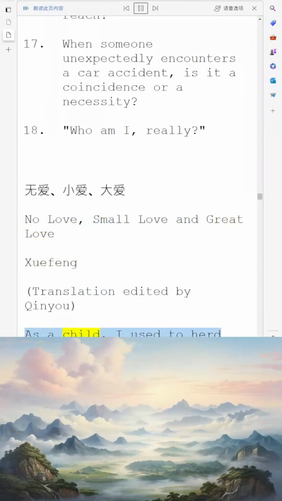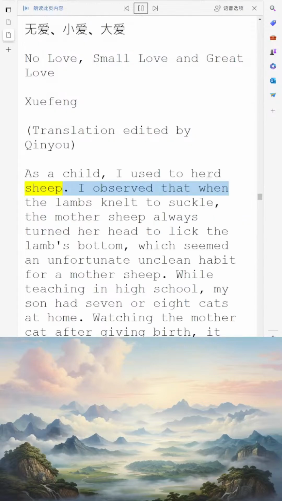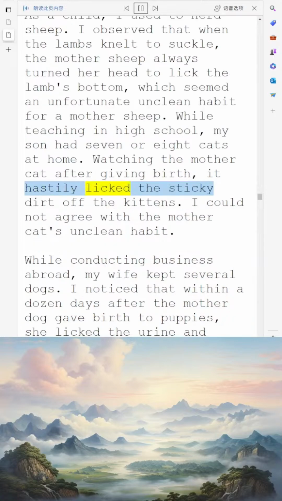Xiefeng: As a child, I used to herd sheep. I observed that when the lambs knelt to suckle, the mother sheep always turned her head to lick the lamb's bottom, which seemed an unfortunate, unclean habit for a mother sheep. While teaching in high school, my son had 7 or 8 cats at home. Watching the mother cat after giving birth, it hastily licked the sticky dirt off the kittens. I could not agree with the mother cat's unclean habit.